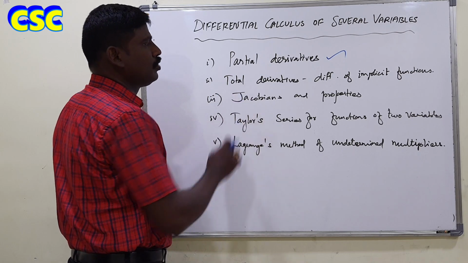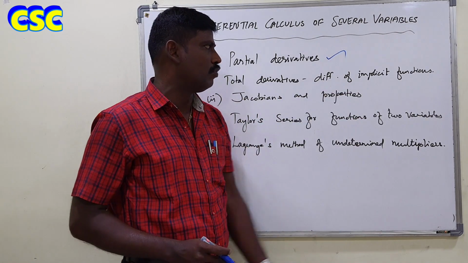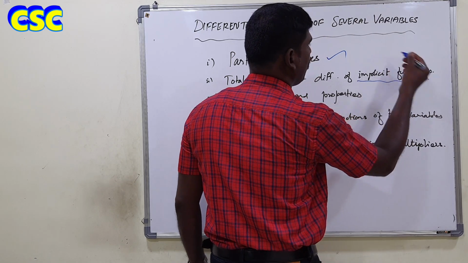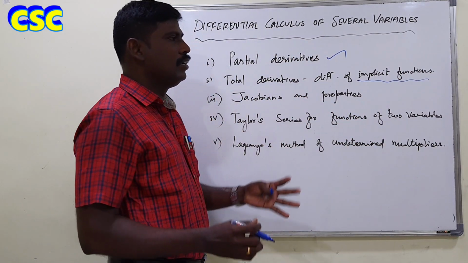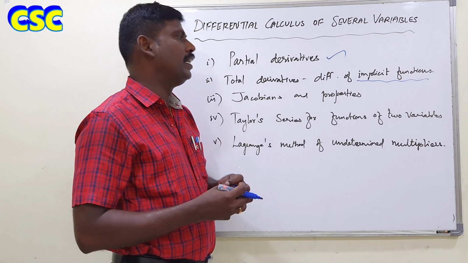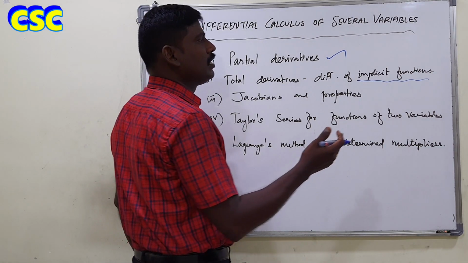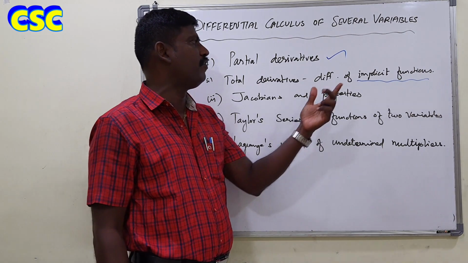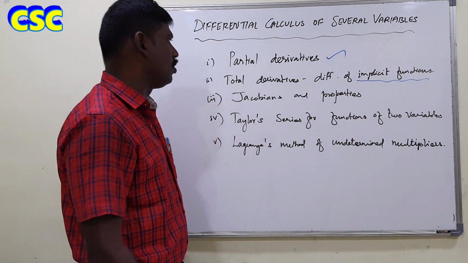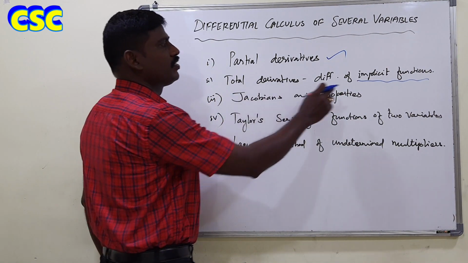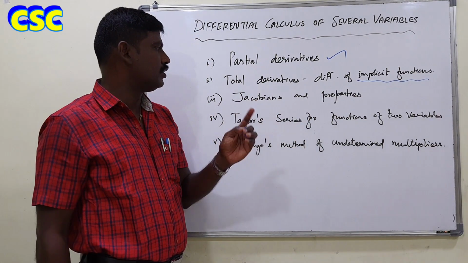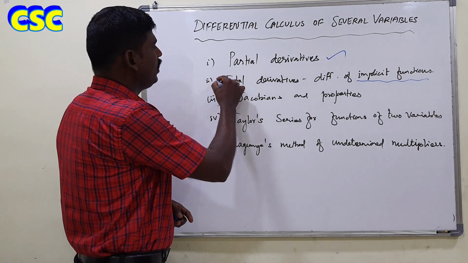And then total derivatives of implicit functions. What do you mean by implicit functions? An implicit function is nothing but x and y cannot be separated, mingled within an equation. We can't separate x to one side and y to another side. Such types of functions are called implicit functions. How to calculate the derivative of such functions is called the total derivative of the given function. It's also a very easy topic.